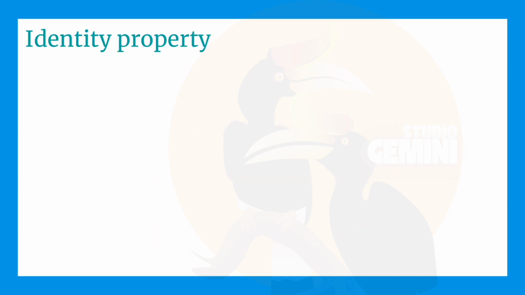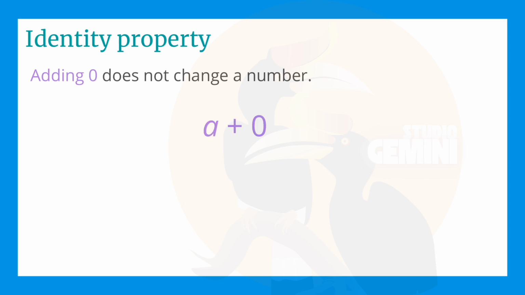Next up, we have the identity property. The identity property allows a number to keep its original identity. For addition, that means adding 0. For example, when 0 is added to a, it is still a. It kept its original identity.